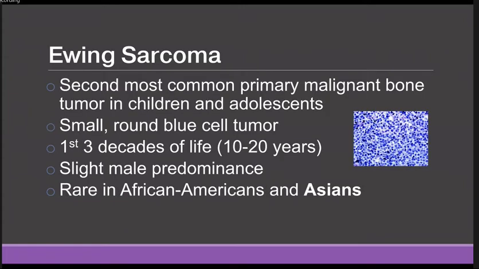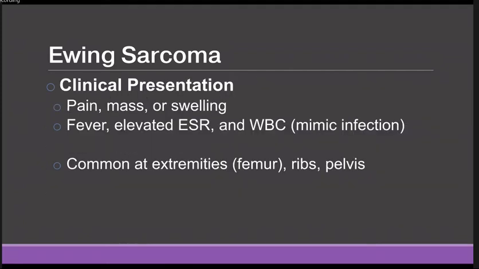Next, we discuss the second most common primary malignant bone tumor in children and adolescents, which is Ewing sarcoma. This is a small round blue cell tumor that is most common in the first 3 decades of life. There is a slight male predominance as well, but it's rare in African Americans and in Asians. So this would be rarer in our population.